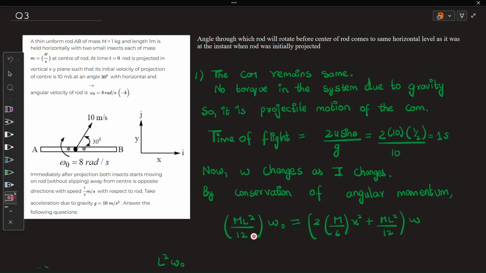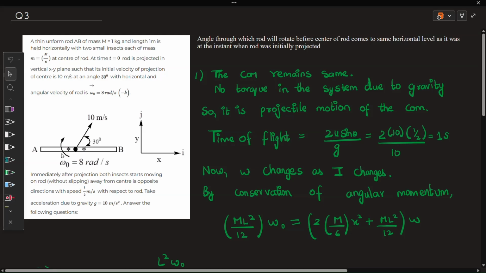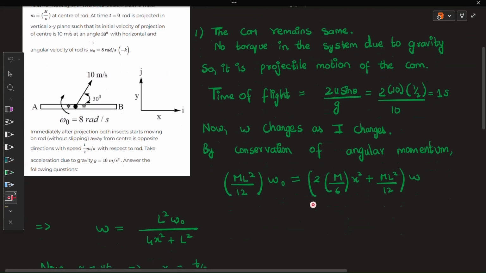By conservation of angular momentum, the initial angular momentum is equal to the angular momentum at any particular time. I'm denoting this distance by x. When this is x, this is also x. So ml square by 12, which is the moment of inertia of the rod, into omega naught is equal to twice of m by 6 into x square, due to the two insects, plus ml square by 12 into omega. Simplified, omega is L square omega naught by 4x square plus L square.